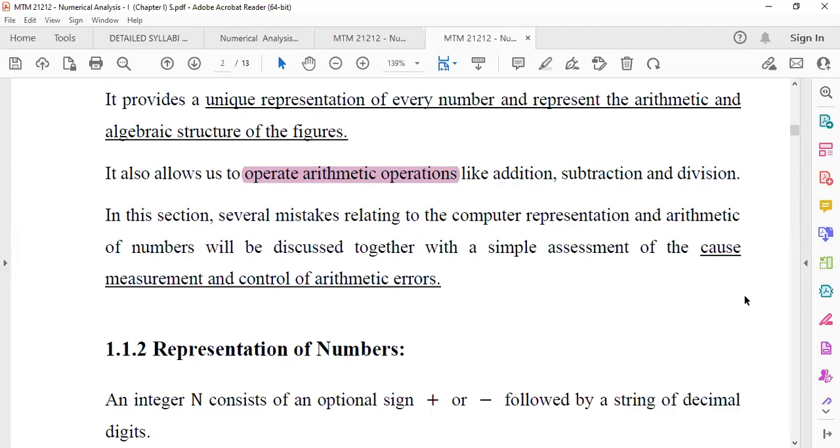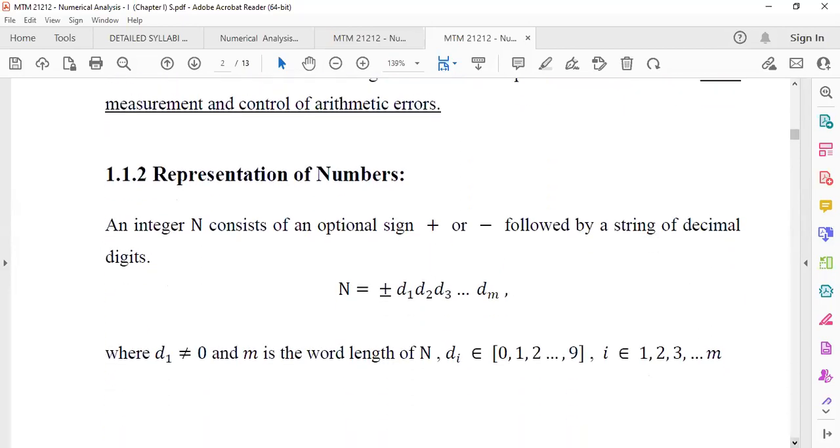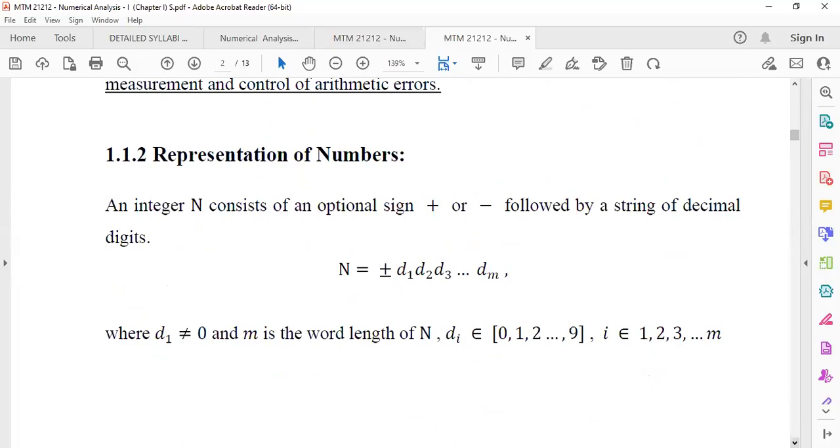Now let me go to the next section. It is called the representation of numbers. It is an already known thing, but anyway, let's see how we can represent numbers.